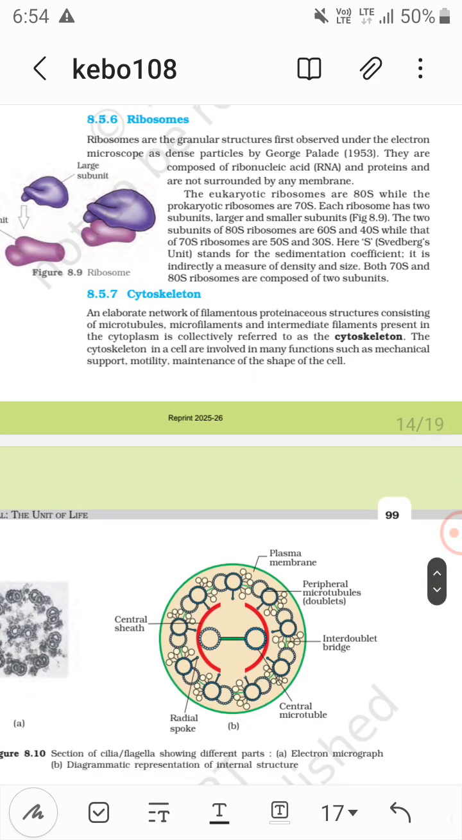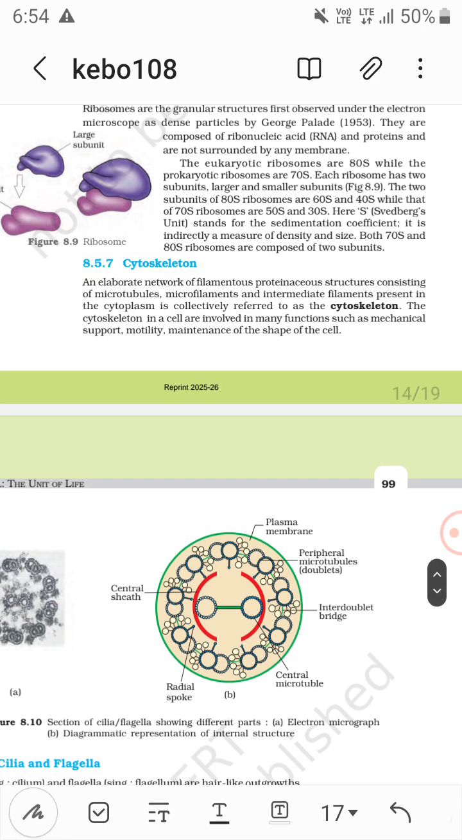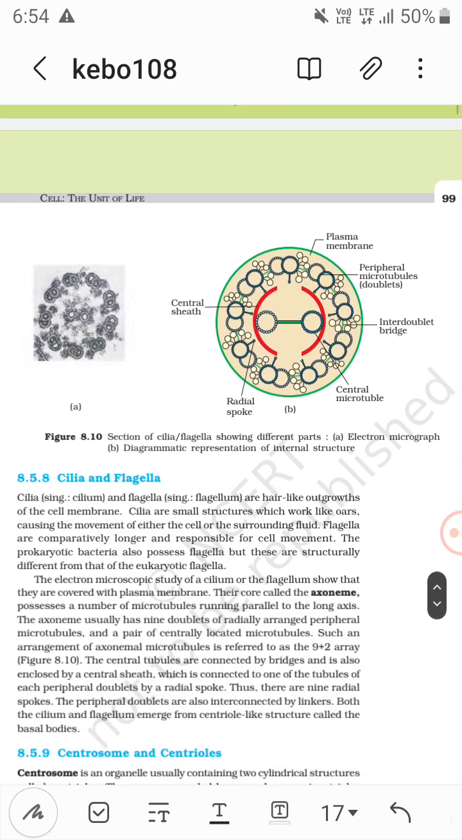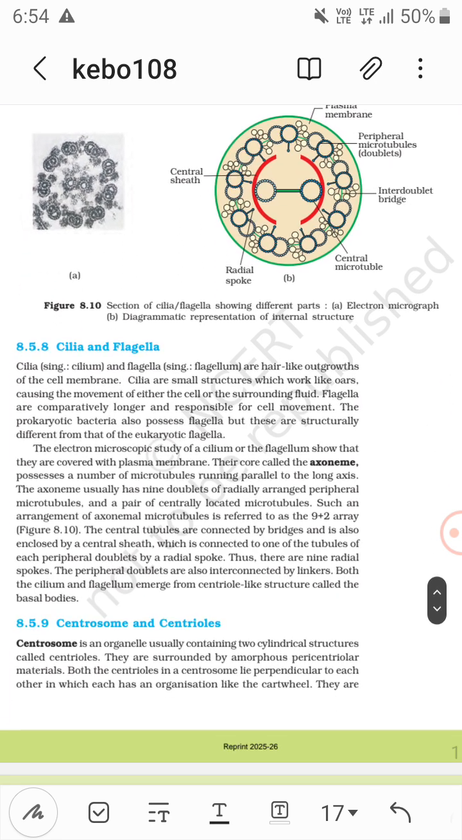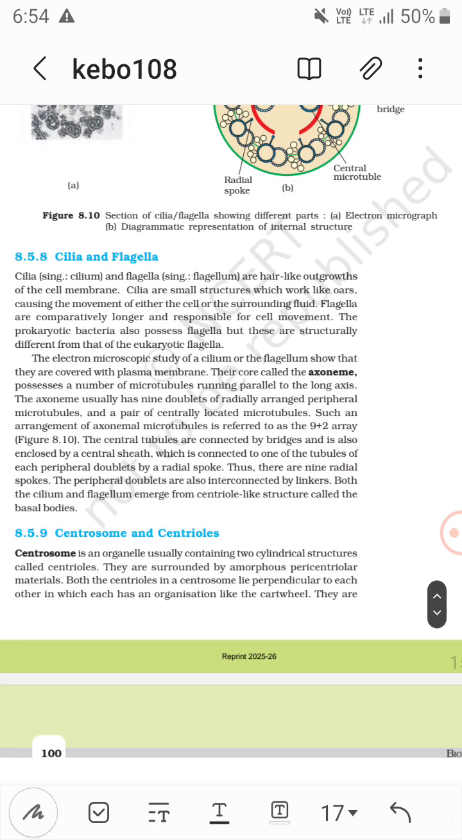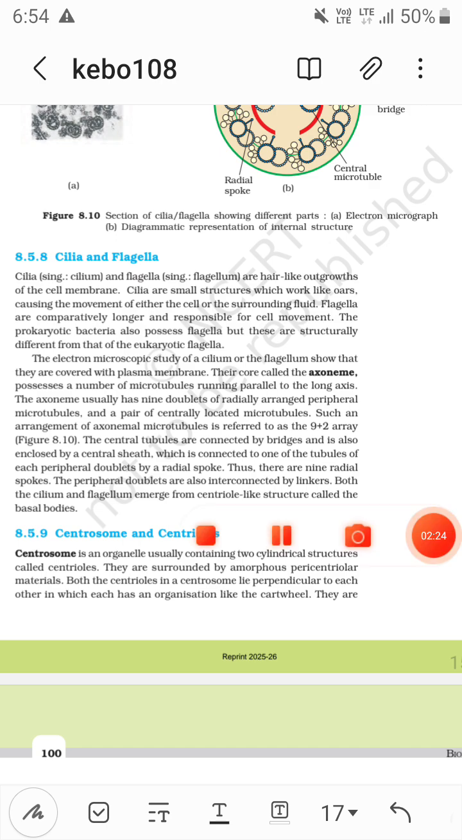Okay, now cytoskeleton in eukaryotes, right? The cytoskeleton is made up of microtubules, microfilaments and intermediate filaments. These are proteinaceous structures present in the cytoplasm and function in support, motility and maintenance of the shape of the cells, right? And cilia and flagella are outgrowths of the cell membrane, and cilia help in movement of either the cell or the surrounding fluid. Flagella are mainly longer and are for cell movement, right?